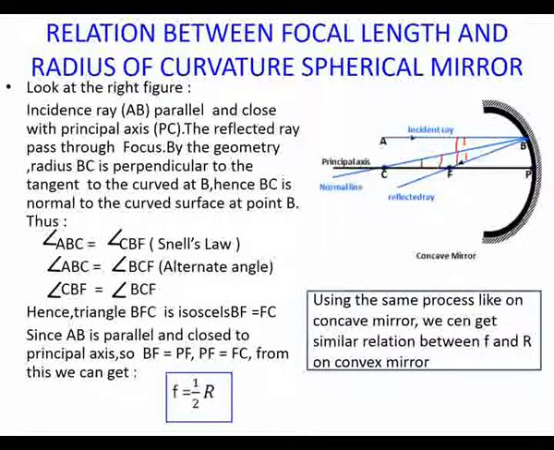And by using the same process like on concave mirror, we can get similar relation between F and R on convex mirror, that F equals half R.